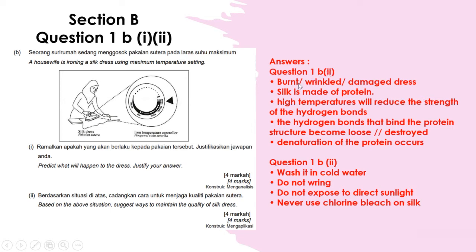What happened to the dress? It will burn. Or you can write wrinkle, or you can write damage. It will cause damage to the dress. Then you have to give a reason why the dress is burnt. Because silk is made of protein.